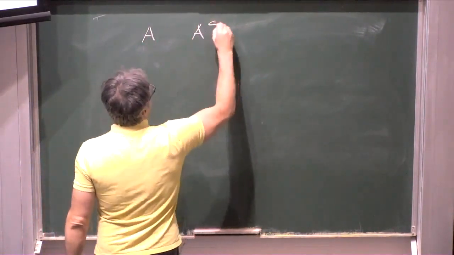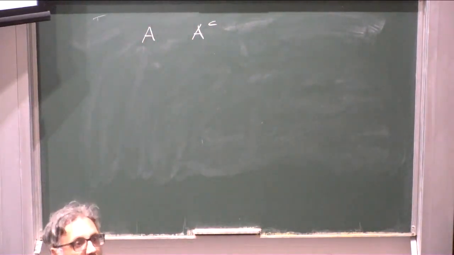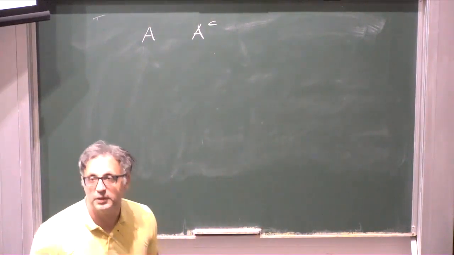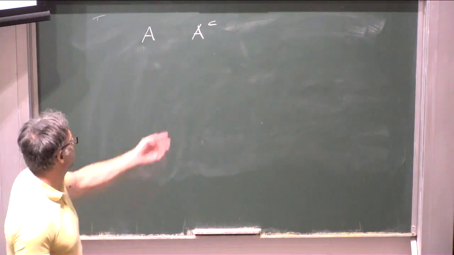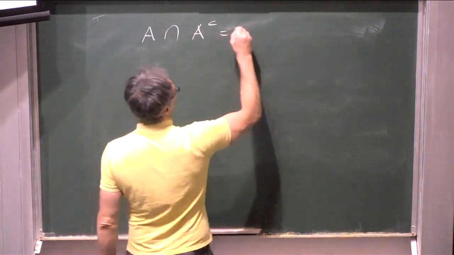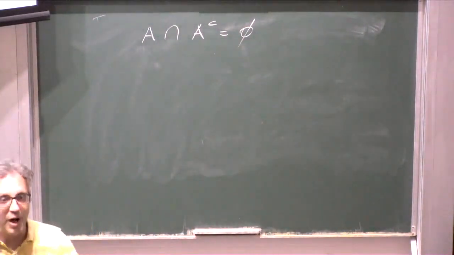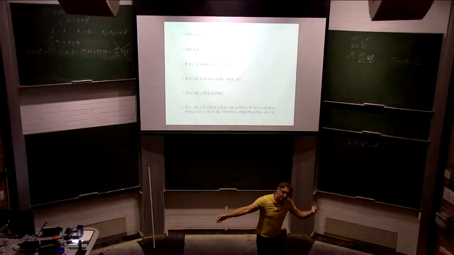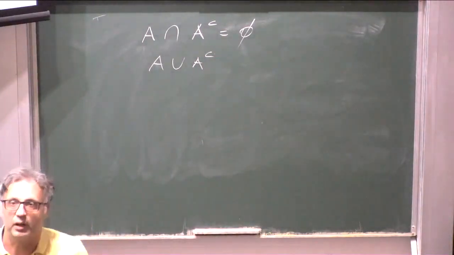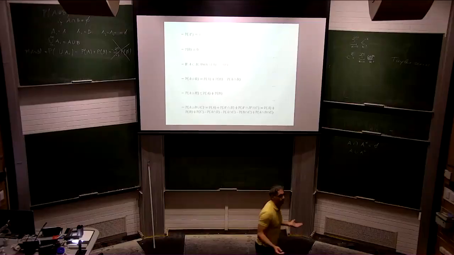A and A complement. How do you relate them? What's the relation between the two? A complement is everything that's not in A. Yeah, so by definition, what is this intersection? The empty set. So it's empty, because one has the objects that do not belong to the other. So it's empty by the very definition. What is A union A complement? They exhaust the whole thing. Omega.